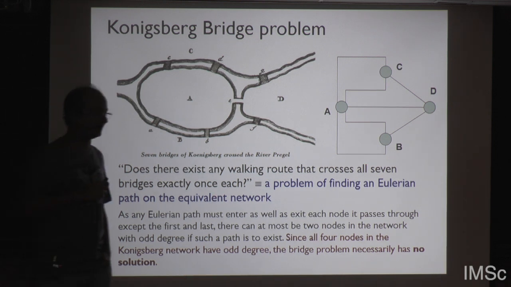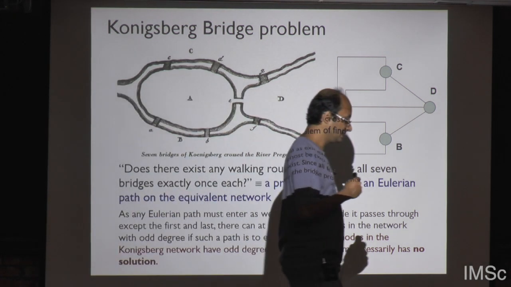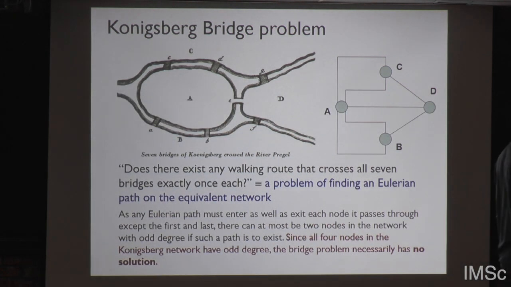So the way he argued this is as follows. He said, look, in order for you to traverse each bridge once and once only, each of these nodes must have an even number of links coming out of it, except 2 nodes, the one where you start and the one where you end. Think about it. Is that obvious?